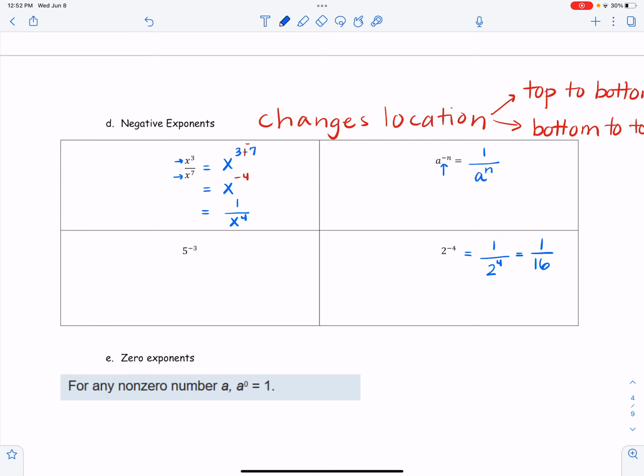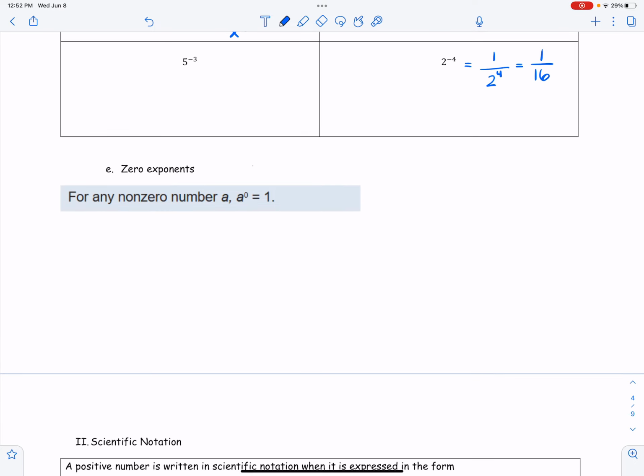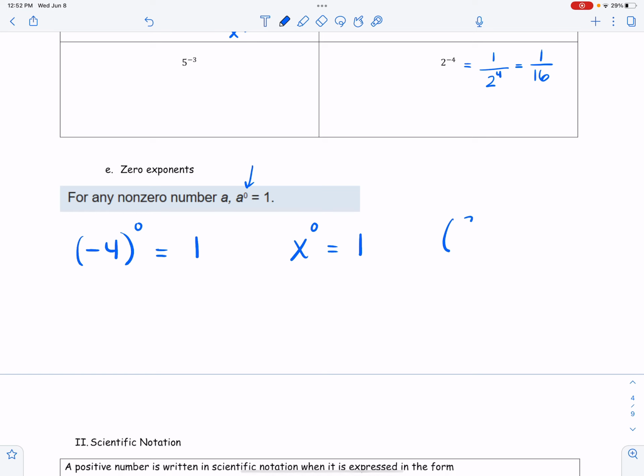All right, and then your last exponent rule here is to remember anytime you have a 0 exponent, the answer will always be equal to 1, and this is no matter what the base. So like if I had negative 4 to the 0 power, as soon as I see that it's the 0 power, it equals 1. If it's just a general variable x, 0 power always equals 1. If it's a fraction raised to the 0 power, always equals 1.